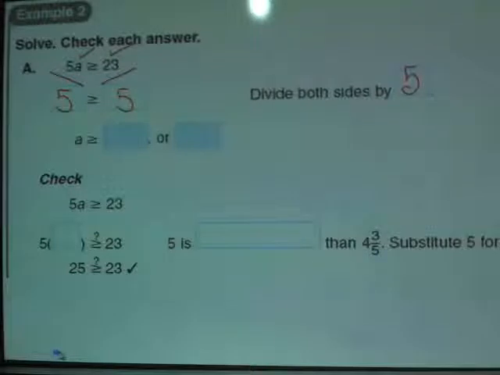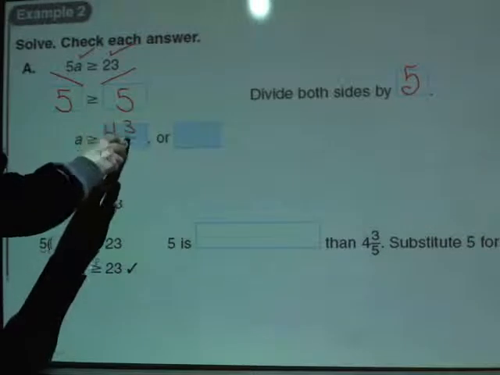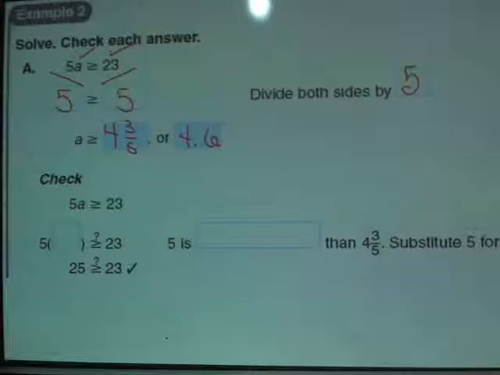You would be quick to note that that's not quite a nice, clean number, something that would show up on the number line, not an integer. But that's okay. It doesn't have to be here. That's going to work out to be 4 3/5. Or if you want, 4.6. So a is greater than or equal to 4.6.